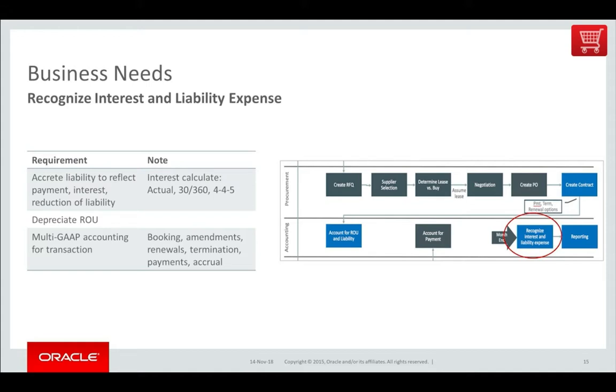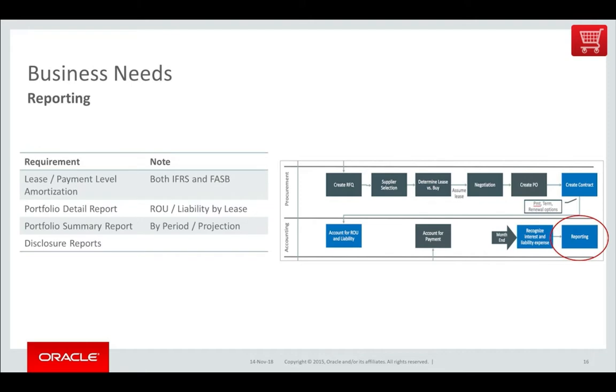And then at the month end, you have to recognize the interest expense, depreciate the ROU, again, do the interest calculation. And we see different variations there. Some do it off actual, some do 30 over 360. We see some things like a 445 or 454 type calendars as well. So be able to handle that interest calculation and those various options. And then at the end, reporting. Be able to report on the amortization, summary details, report details, short-term, long-term liabilities, and there's several disclosure reports that are required by both FASB and IFRS.